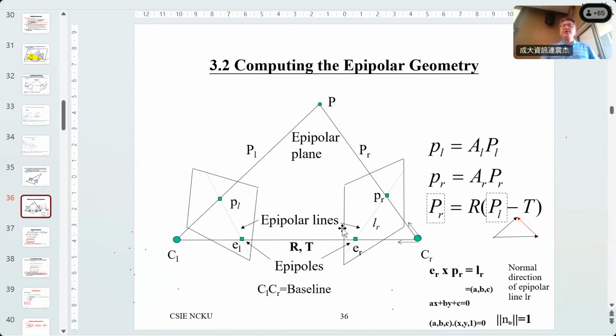So in 3D, any 3D coordinate, any camera coordinate, there exist a rotation and a translation. So the P left after the translation, this translation T equals the baseline, because the translation is the distance between camera 1 and camera 2. Okay, so baseline is the T, and then rotation.